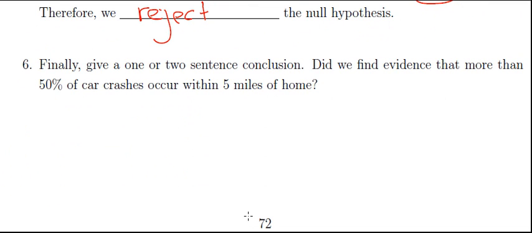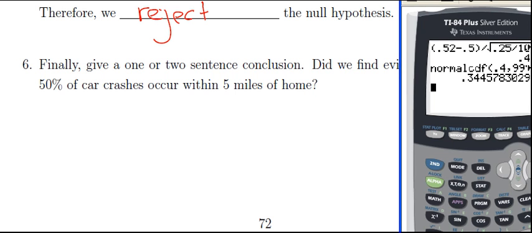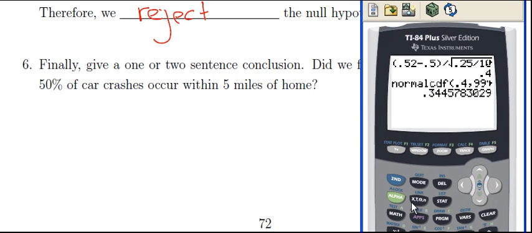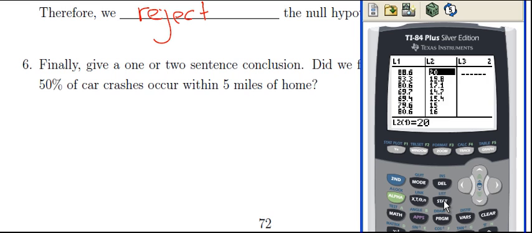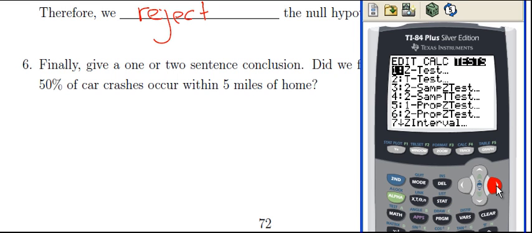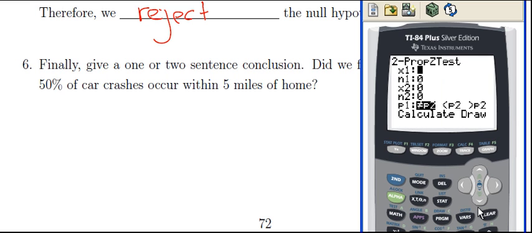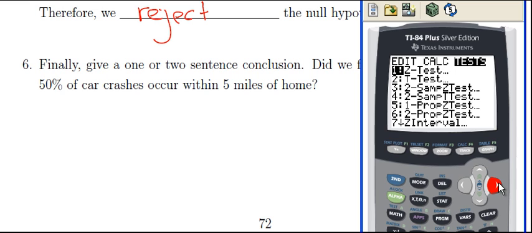Okay, so let's go ahead and do that on the calculator as well. So here's my calculator. I want to go to Stat, and then I want to go to Tests. And now this is a one proportion z-test, and so that's going to be number 5, one prop z-test. Then I hit Enter. Oops, that's not the right one. I went to number 6.